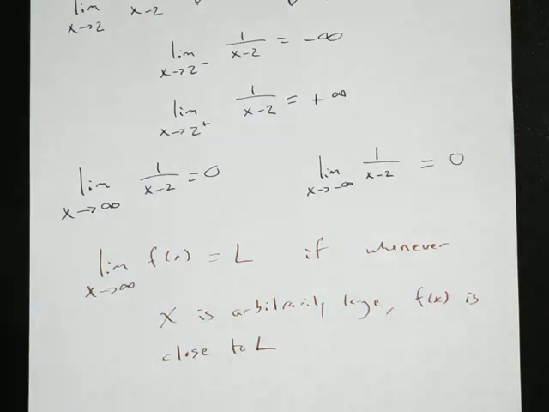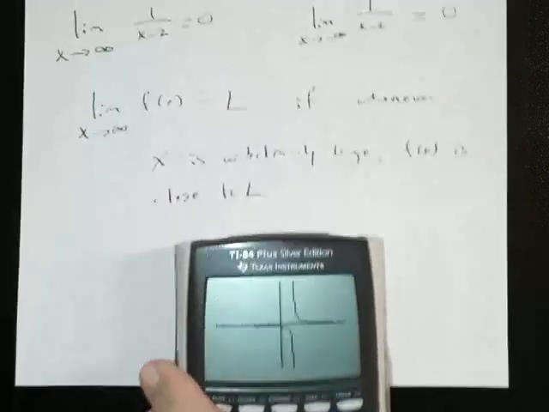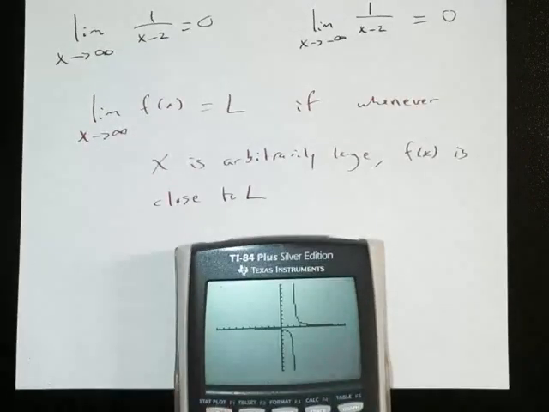And if I change that from x going to positive infinity to x going to minus infinity, I change the words arbitrarily large to arbitrarily small. Negative numbers are smaller than positive numbers. In our example, that limit is 0.